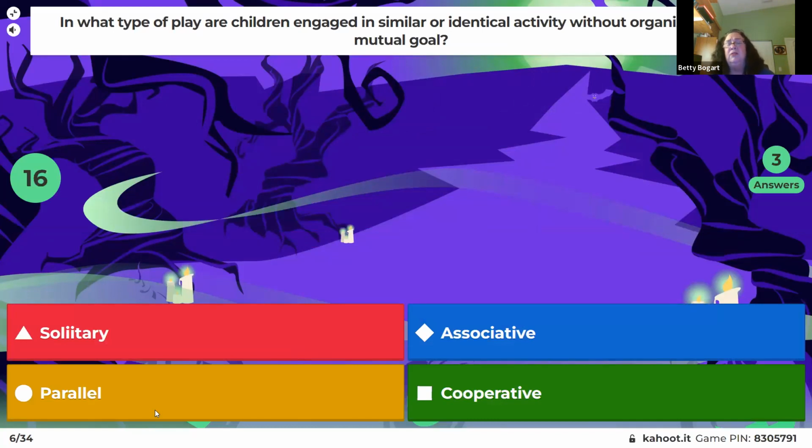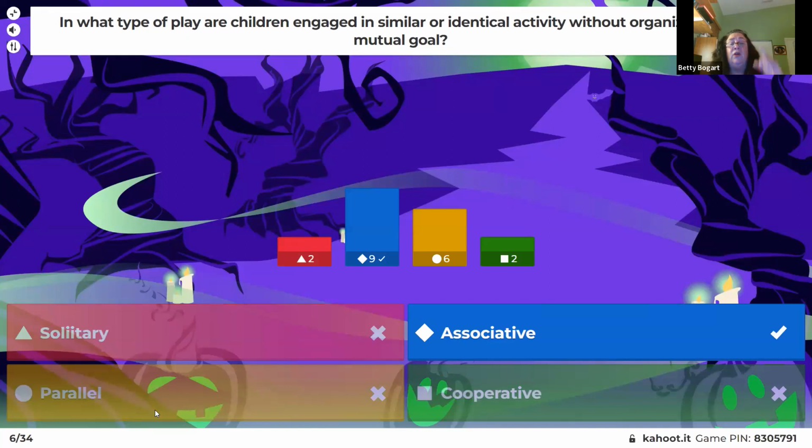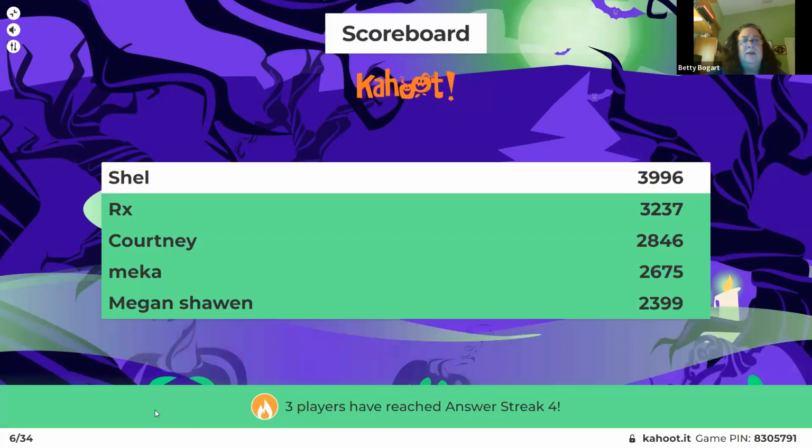There's no goal. That means there's no winner. They're just playing together, doing the same thing. That is called associative, okay? Cooperative is when there is a goal, somebody wins, like checkers, a board game. It's a very good example.